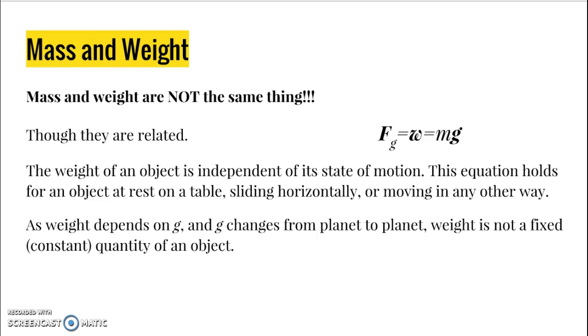Because weight depends on g, and g changes from planet to planet, right? So g is 9.8 meters per second squared only on Earth, right? On other planets or other celestial bodies, for example the moon, the acceleration due to gravity is about 1/6 the value of g on Earth, right? So therefore weight can't be a fixed quantity. It can't be a constant quantity. If I was standing on Earth, I'd have a different weight than if I was standing on the moon. Though I'd have the same amount of mass, just different weight.